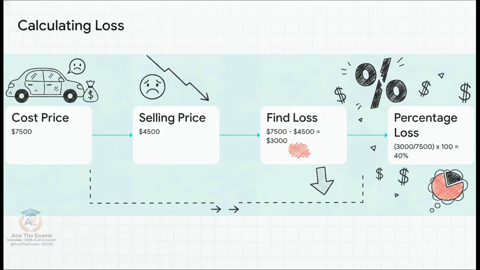Now, here is where Sam usually stops, thinking he's done. But the command word was calculate the percentage loss. So step 4 is where the top tier marks live. To find the percentage loss, we take that actual loss of $3,000, divide it by the original cost price of $7,500, always the original, never the new price, and multiply by 100. Boom. That is a massive 40% depreciation loss. Writing it out like this, step by step, turns red pen marks into green check marks every single time.